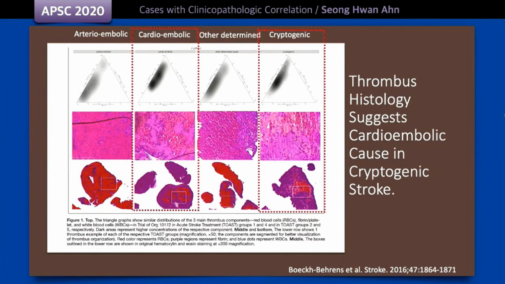This study examined the relationship between stroke cause and histological clot composition. This triangle graph shows a similar distribution of the thrombus components in group 2 and group 4. Largely, cardiogenic embolic strokes are composed of a large amount of red blood cells. This result is very similar to my result.